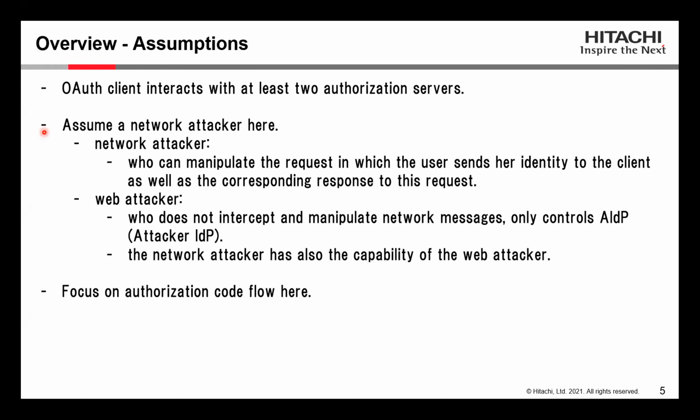A network attacker is one who can manipulate the request in which the user sent her identity to the client, as well as the corresponding response to this request. A web attacker is, on the other hand, one who does not intercept and manipulate network messages and only controls the attacker IDP. OAuthSec describes these 2 patterns of attackers, but the network attacker also has the capability of the web attacker, so here we assume a network attacker. Third, we focus on the authorization code flow here, not the implicit flow.